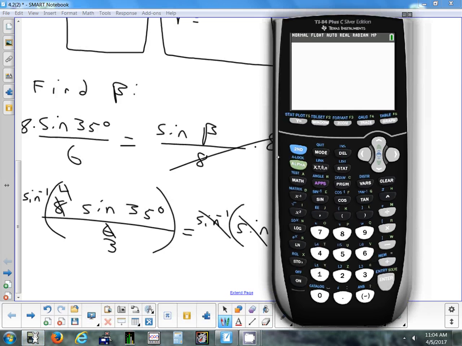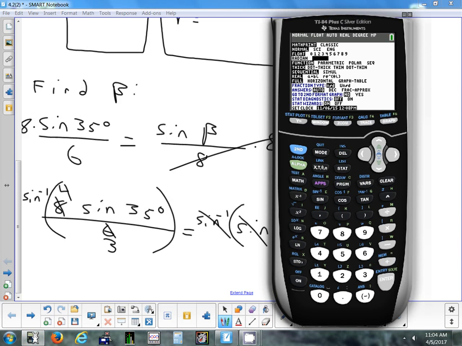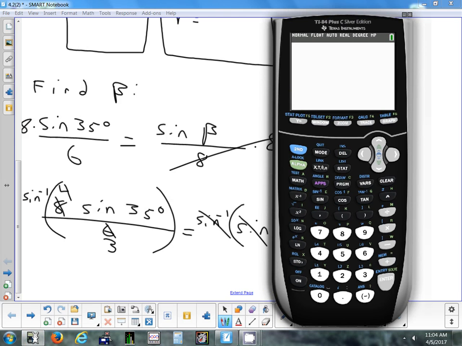Okay, first thing I should do before I even start typing anything in. Yeah, Devin? Change the degrees? Yeah, we're using degrees this week, so make sure you're in degrees. Don't make the mistake of putting it in radians and then everything comes out wrong. All right, so we got degrees.